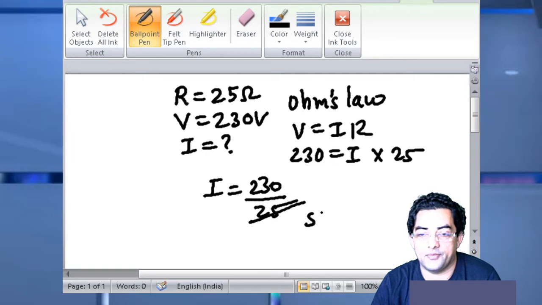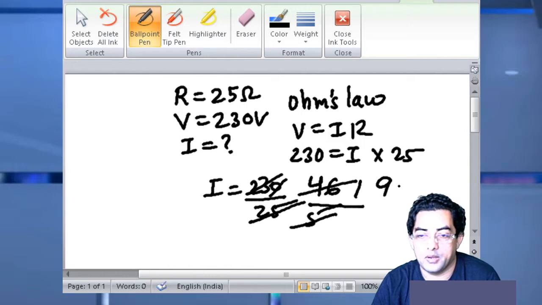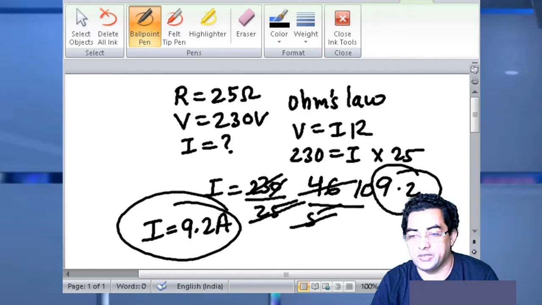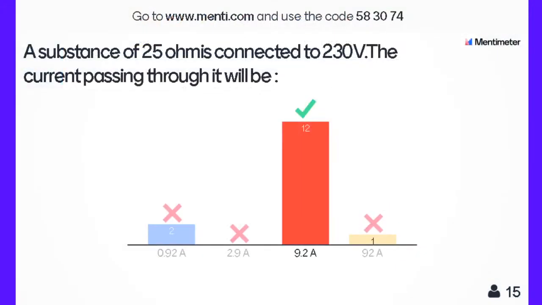Okay, 5 5s are 25 and 5 4s are 20, 3 5 6 are 30. Okay, so 46 over 5. So 5 9s are 45, 1 decimal 0.2. So I have the answer: I is 9.2 amperes. Let's see whether that is the answer. Yes, 9.2 is the correct answer for this particular question, guys.